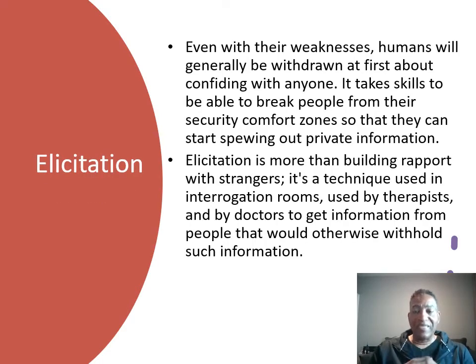The next one is elicitation. So elicitation says that humans will be drawn to confide in people. And it takes a special skill for you to get them to give you the information that you want. You have to make them feel comfortable. So it's about building a rapport with strangers and having those strangers trust you enough over a period of time to give you the data that you need to follow through with the hack that you're trying to do.